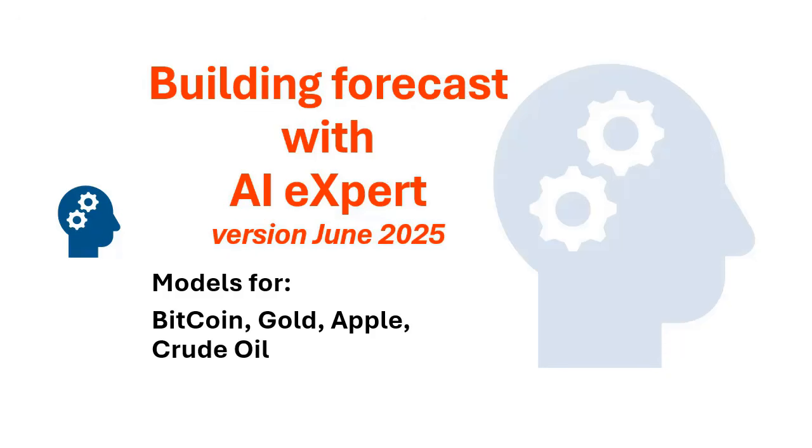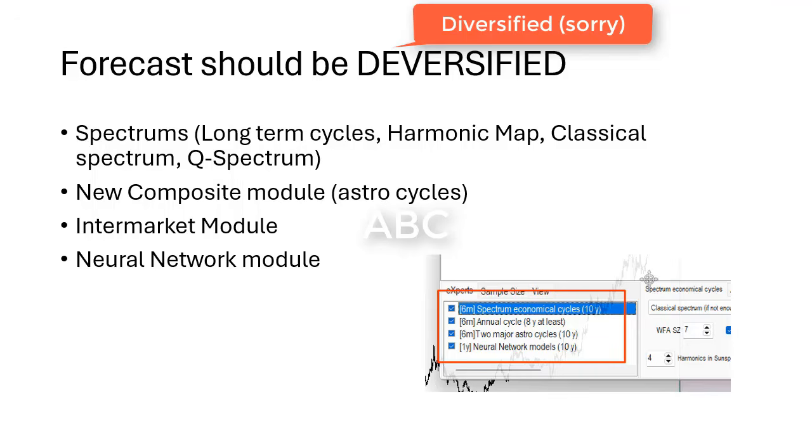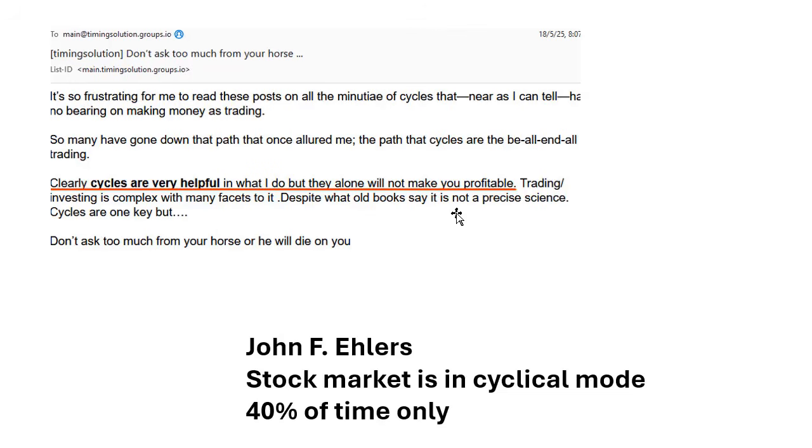But before that, I would like to mention two things. Firstly, forecasts should be diversified. Do not try to make a forecast using only one model, one idea, whether it's Fibonacci, charting tools, spectrum, astronomy, or neural net. If you do not believe me, Larry Williams mentioned that cycles are very helpful, but they alone will not make you profitable. As he said, don't ask too much from your horse.